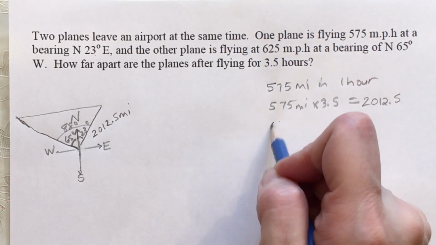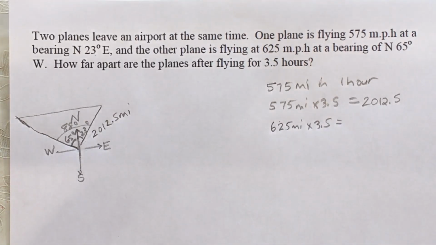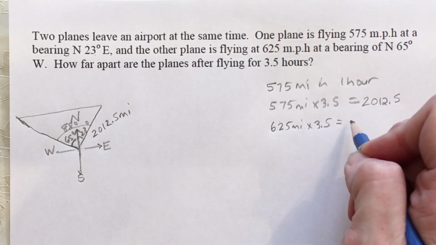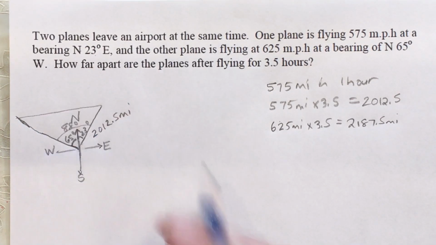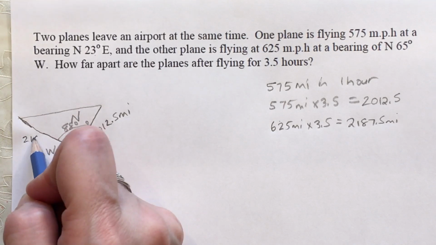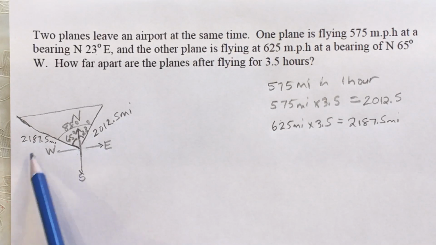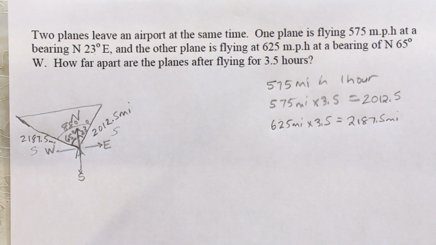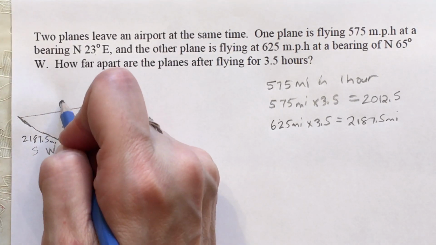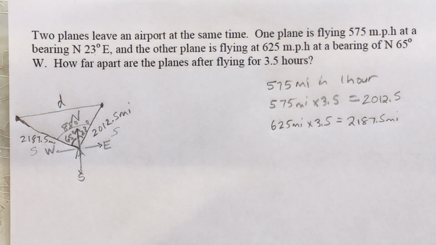And then the second plane that's flying faster, 625 miles times 3.5 hours. So it's gone 2,187.5 miles. So I'm going to put that in over here, 2,187.5 miles. And we've got this setup of, we know this side, we know this side, and we know the angle between them, side angle sides. So we've got the cosine law set up for us to find this distance we can call d between where this plane is after 3.5 hours and where this plane is after 3.5 hours.